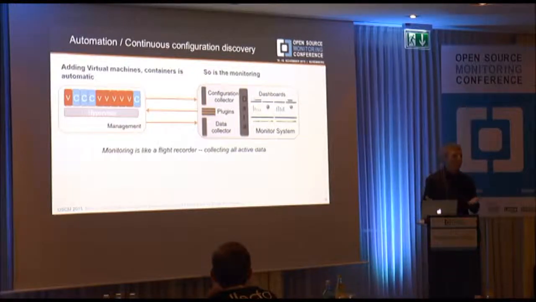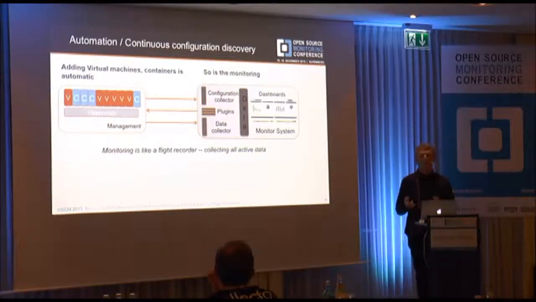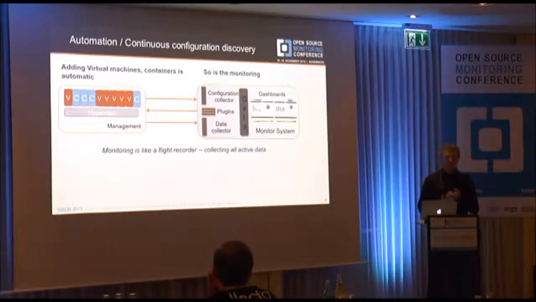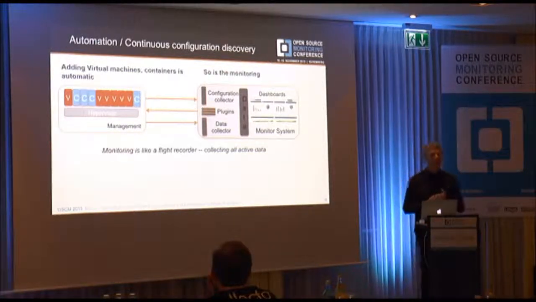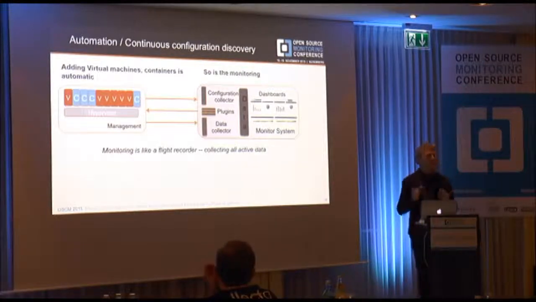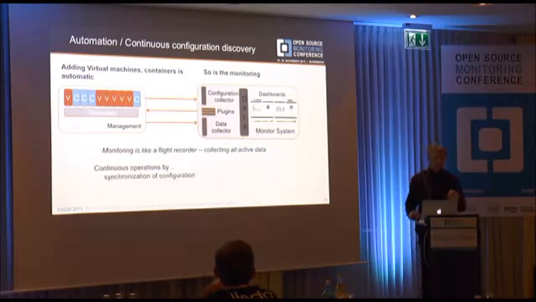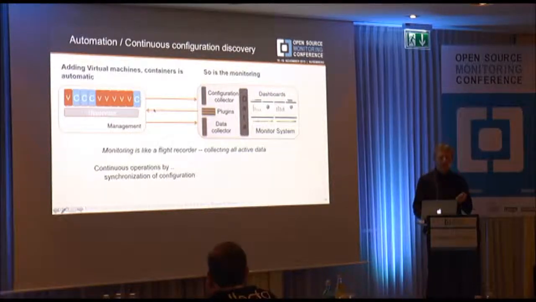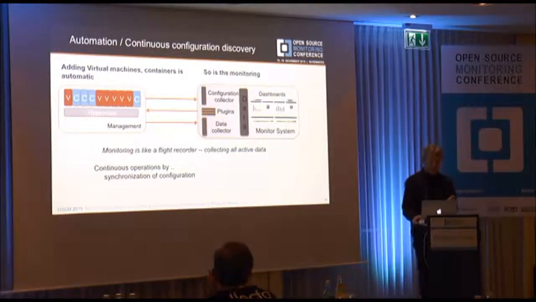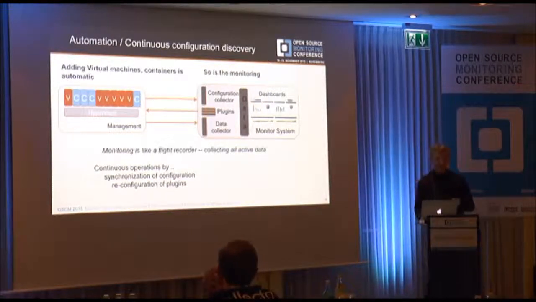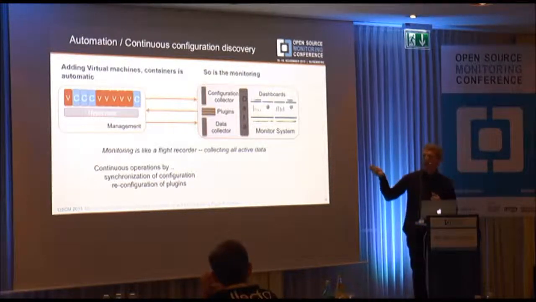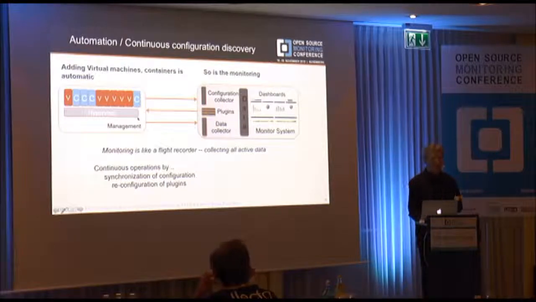It's like a flight recorder. When a container starts, when a VM starts, you want to start collecting graphs, metrics, all the data you can, and have it show up in your dashboard automatically without doing anything. That's your goal. The way you can do that is to synchronize the configuration: you talk to the API of your virtualization manager, and it says, hey, there's a new VM. You go in and configure the plugin that does a check for this new VM, a hardware check, and then it starts configuring automatically and collecting data.